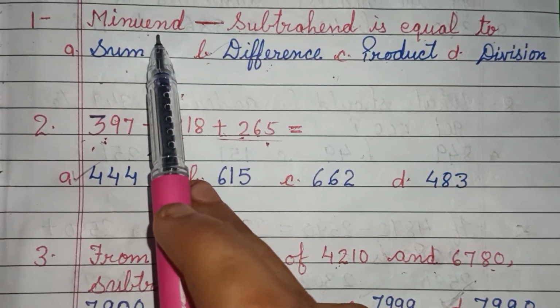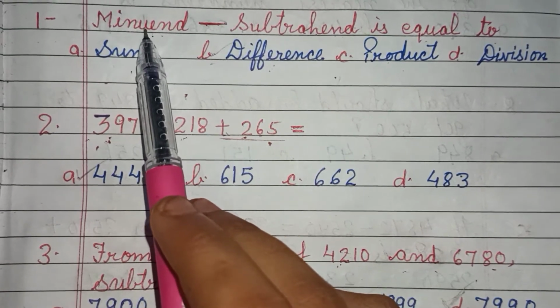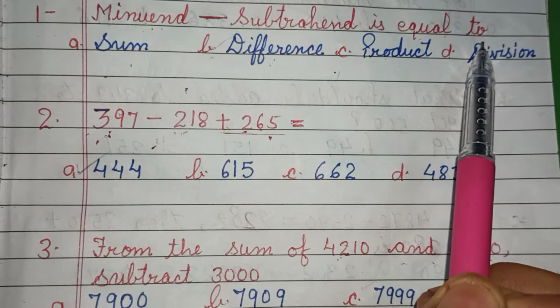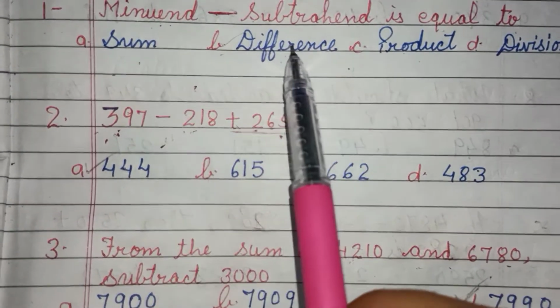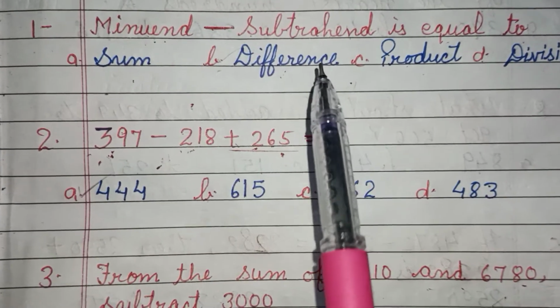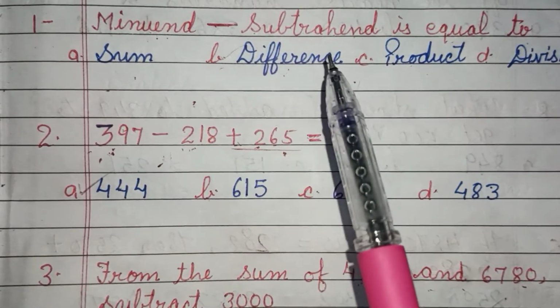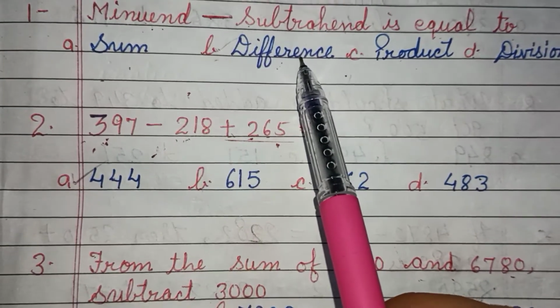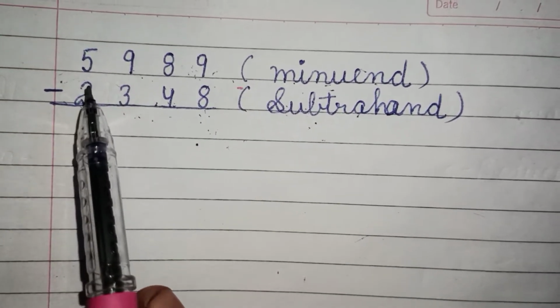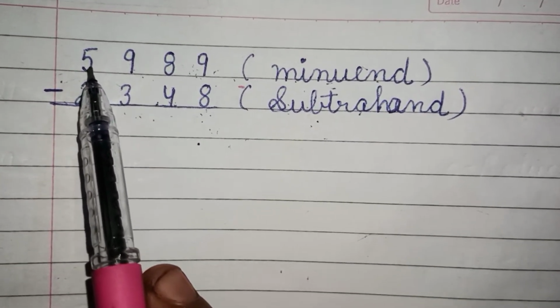Today I will explain to you this question. The question is: minuend minus subtrahend is equal to. The options are sum, difference, product and division. So student, today I am going to explain this question. Student, look at this question written here.